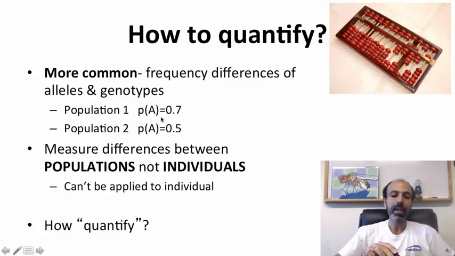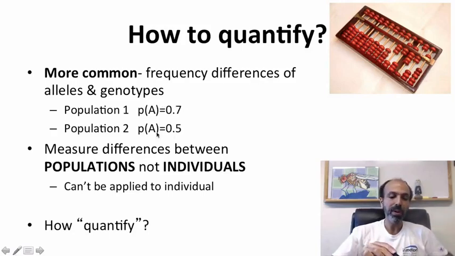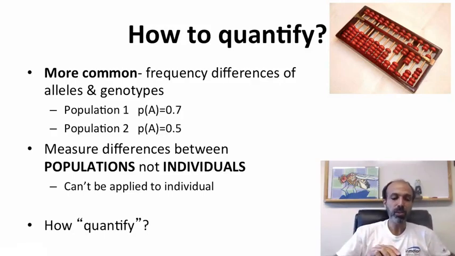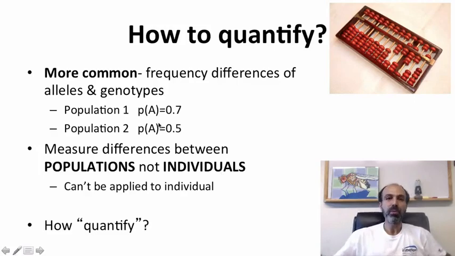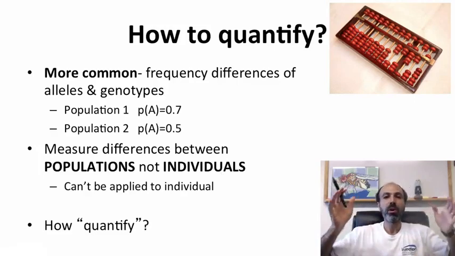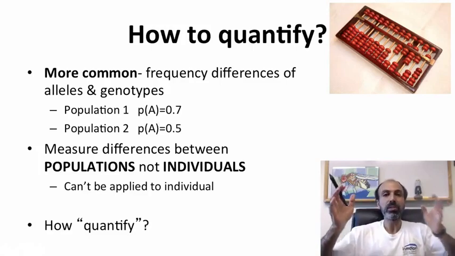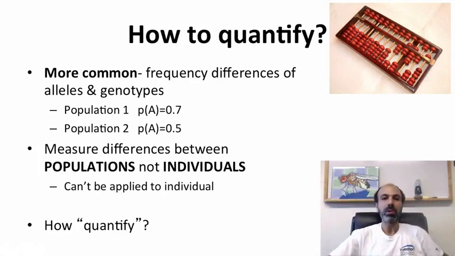For example, big A may have a frequency of 0.7 in East Asians, but 0.5 in Indian populations. That's just as an example. Now, what we're trying to do here, let me emphasize this, is measure differences between populations, not individuals. We cannot say just because somebody has big A, therefore they are of Middle Eastern descent or something like that. It's based on the overall population. The relative abundance of particular alleles differs in one population as a whole relative to other populations as a whole.